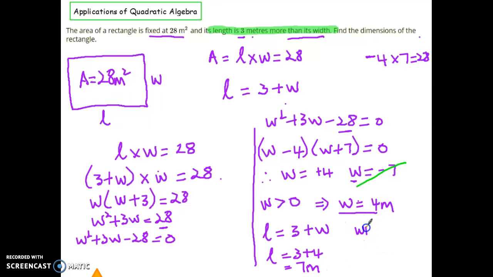So I know width equals 4 metres, length equals 7 metres. Make sure you go back and explicitly answer the question. Don't just put W equals 4. Because it's asking you to find the dimensions, it's a worded question, give a worded answer. Let's have a look at another one.